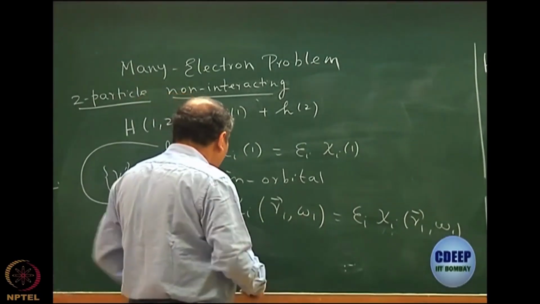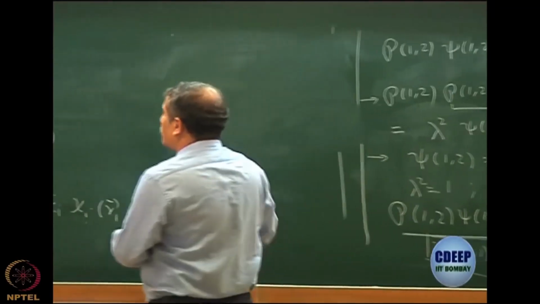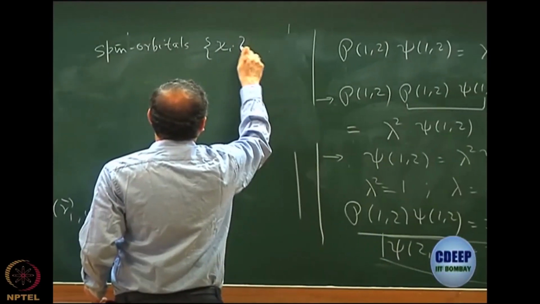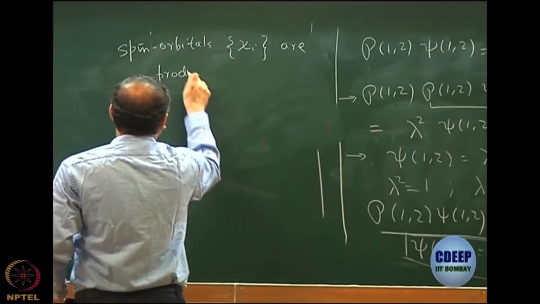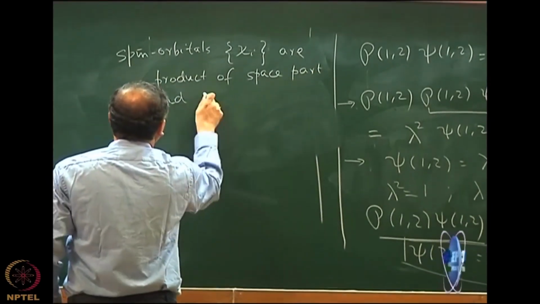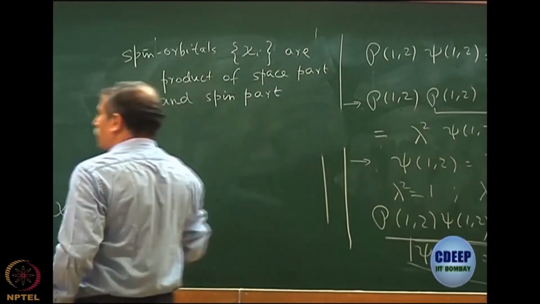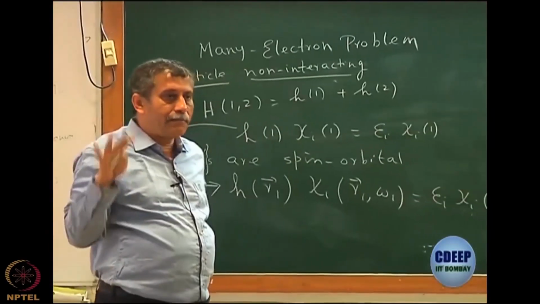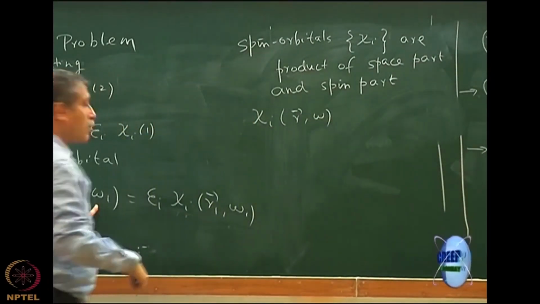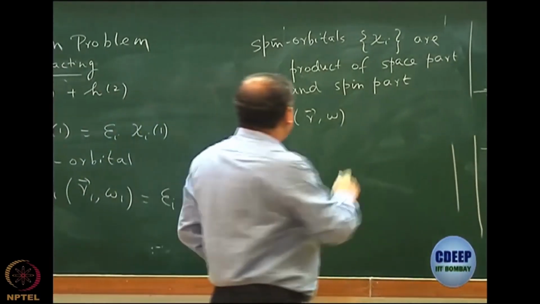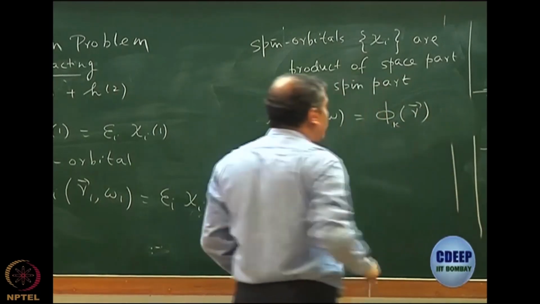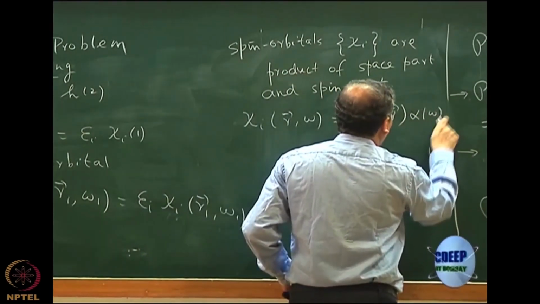So, let us say what are the chi's. These chi's are called spin orbitals. The spin orbitals chi i are now a product of the space part and spin part. Again, we have to be very careful about these symbols as much as possible from now on. So, let me write down chi i of r omega. Note that this was r1 omega 1, I am writing generally r omega. So, it can be r1, r2, whatever. This has to be a product of a space part alone, and I am calling this phi k of r, and a spin part which is either alpha or beta.